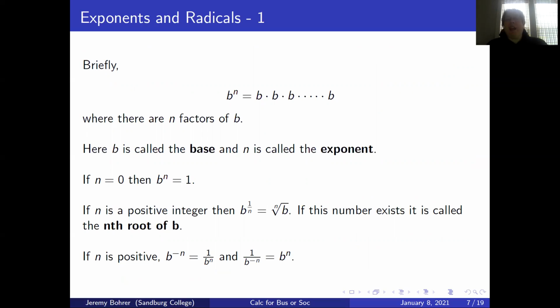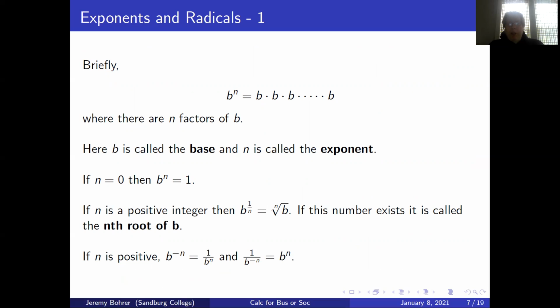Briefly, B to the n is B times B times B times a whole bunch of other B's times B, where there are n factors of B. Here, B is called the base and n is called the exponent. If n equals 0, then B to the n equals 1.